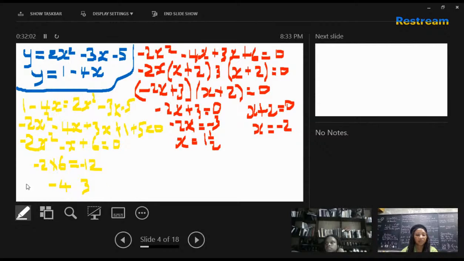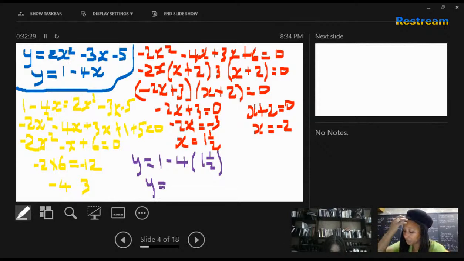All right, are we done? No, miss, we're going to find the y values now. So when x is 1.5, we plug that in here. So y equals 1 minus 4 times 1.5. First we're going to do the brackets. 4 times 1.5 is 6. So it would be 1 minus 6, and that would give us negative 5.